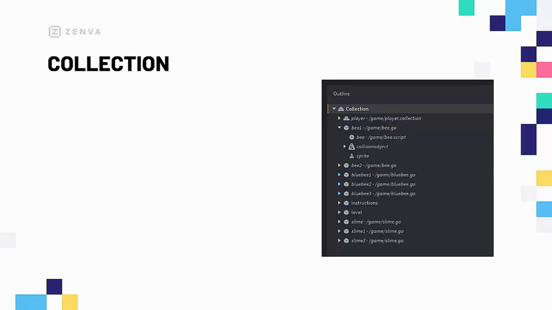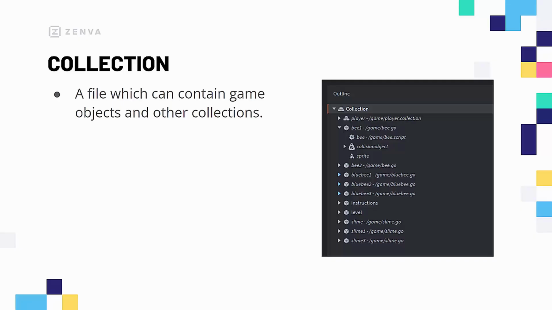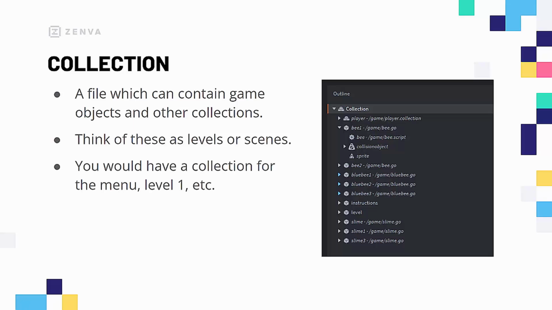What is a collection? Well, basically, a collection is a file which can contain objects and other collections, okay? Now, think of these as levels or scenes. If you've ever used another game engine, most game engines typically use the word scene to represent something such as a level, the main menu, level 1, maybe you have a credit screen. Okay, a collection basically holds all of your objects for that specific level, you could say.